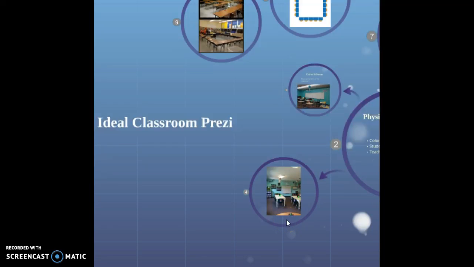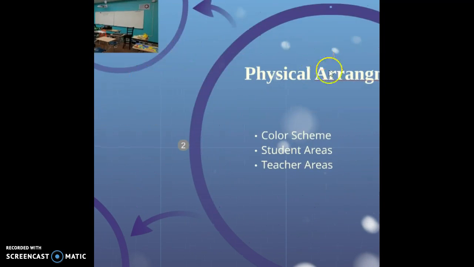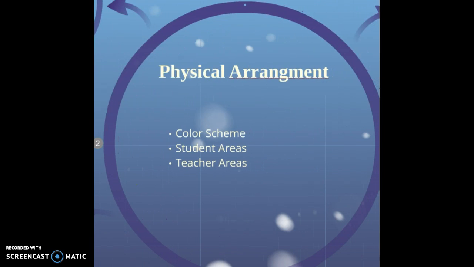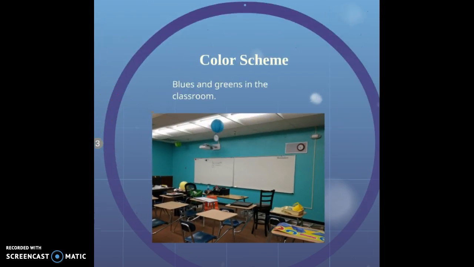Okay, so I'm going to be explaining my ideal classroom using the Prezi format. We're going to start with the physical arrangement, which includes color scheme, student areas, and teacher areas. So we're going to go ahead and start with color scheme.